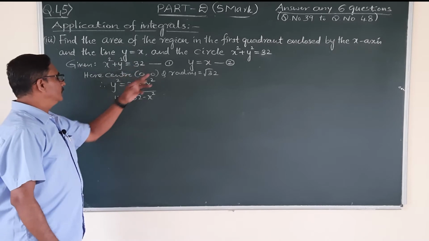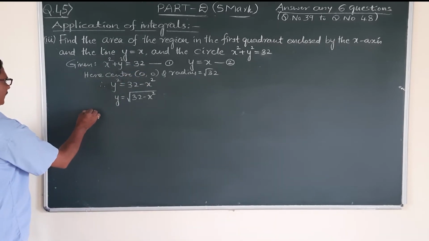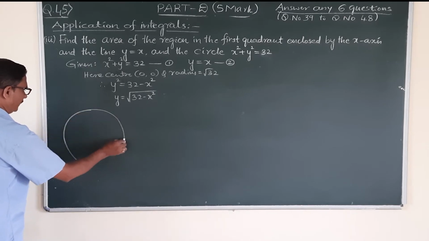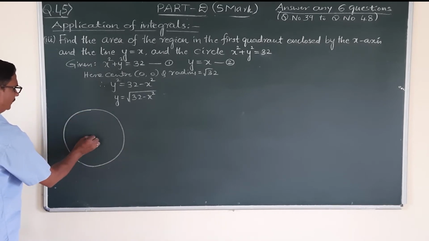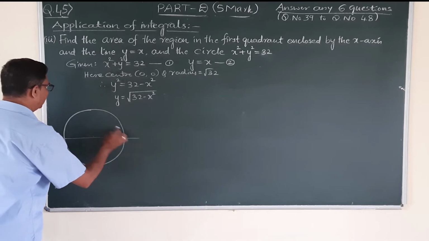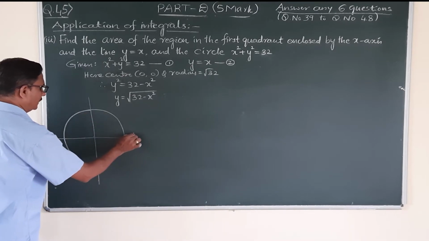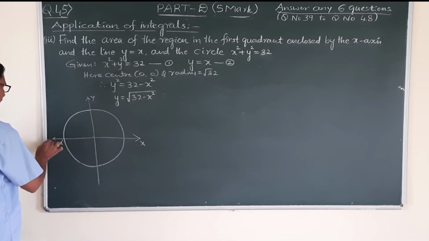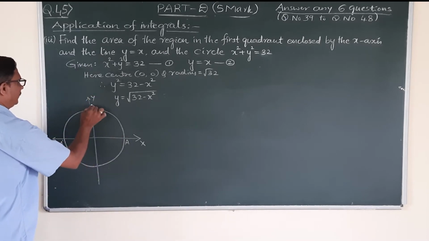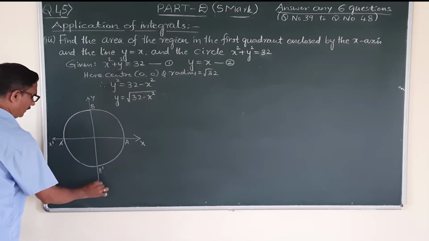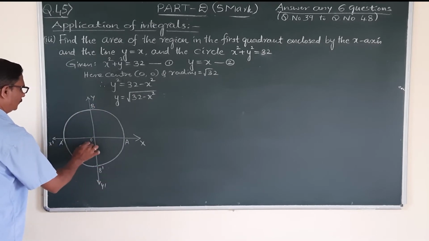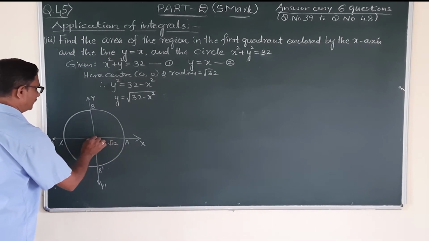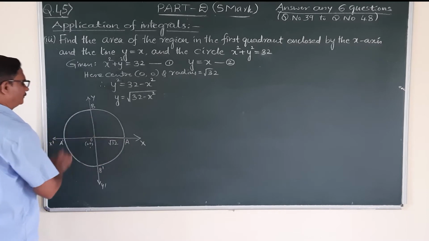Now, here one circle and one line. This is circle. Consider a circle with center at origin. The circle cuts the x and y axis, okay, at A dash and B dash. Now here center is at origin, radius is root 32. This is radius of the circle.